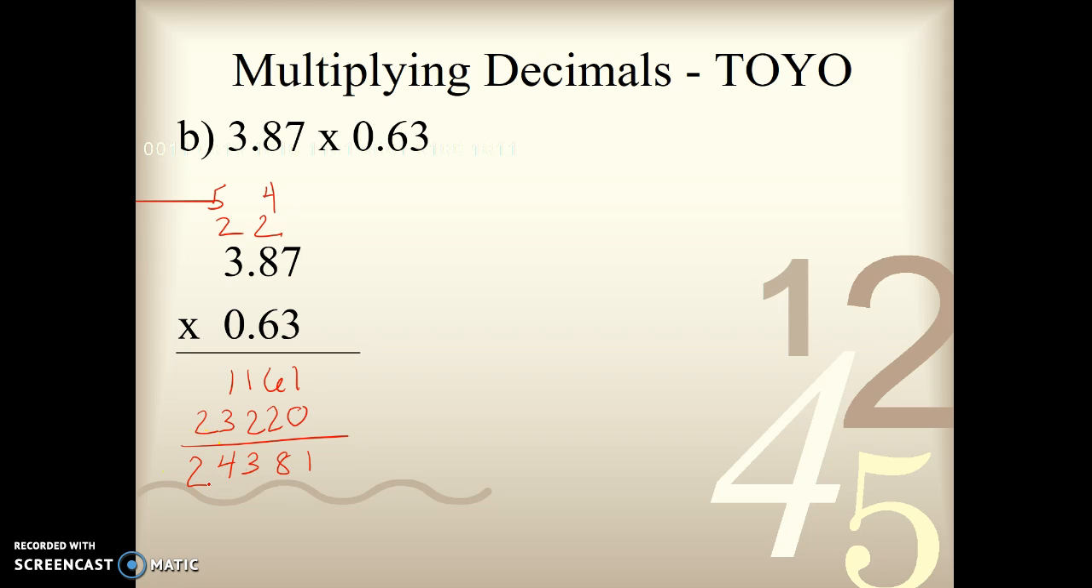And remember, our last step is to count up the number of decimals in each of our factors and then add those into the product. So we have 1, 2, 3, 4. So we're going to go down here and we're going to go 1, 2, 3, 4. And our answer is 2 and 4,381 10,000ths.